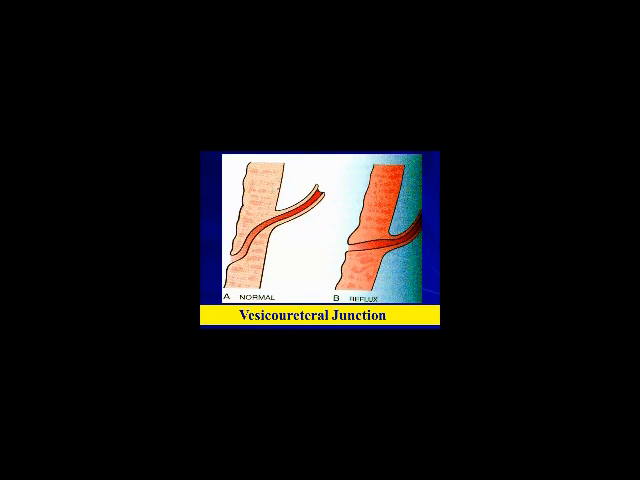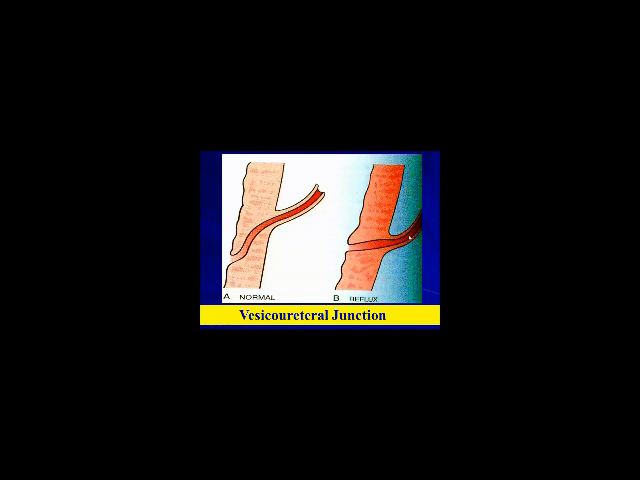This picture shows entry of ureter into the bladder. Normally, this entry is quite oblique. And there is a long component of the ureter which passes through the bladder wall. And this component acts as a one-way valve, because during micturition, when bladder contracts, this valve gets closed and there is no reflux of urine into the ureter. But when this valve becomes incompetent, then during micturition, urine will pass from the bladder into the ureter.